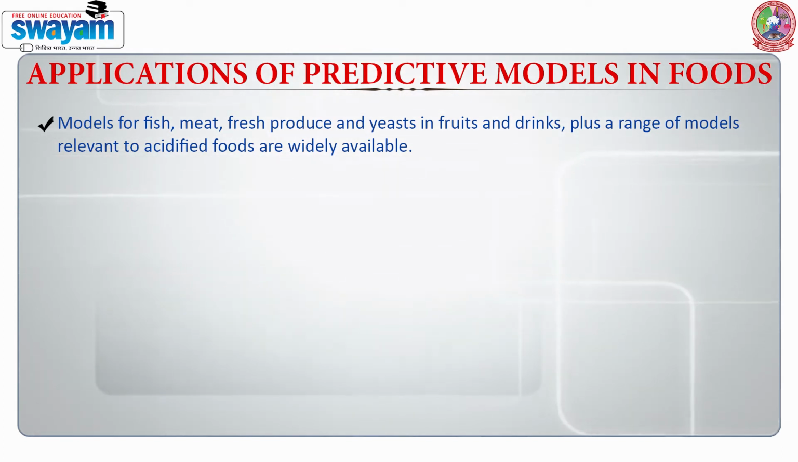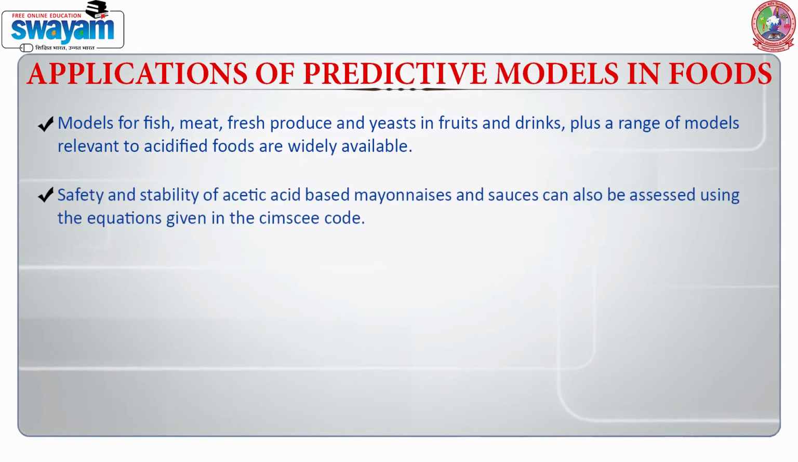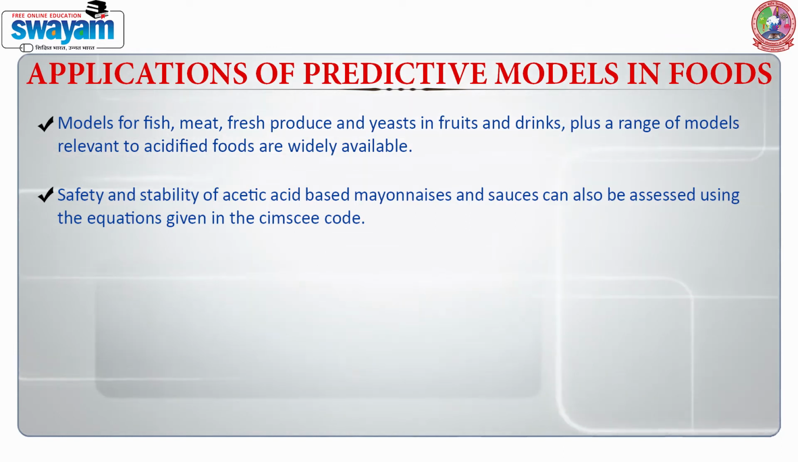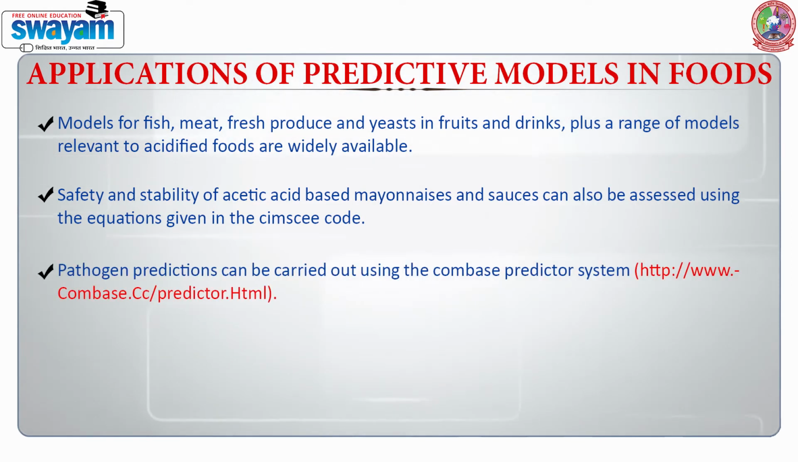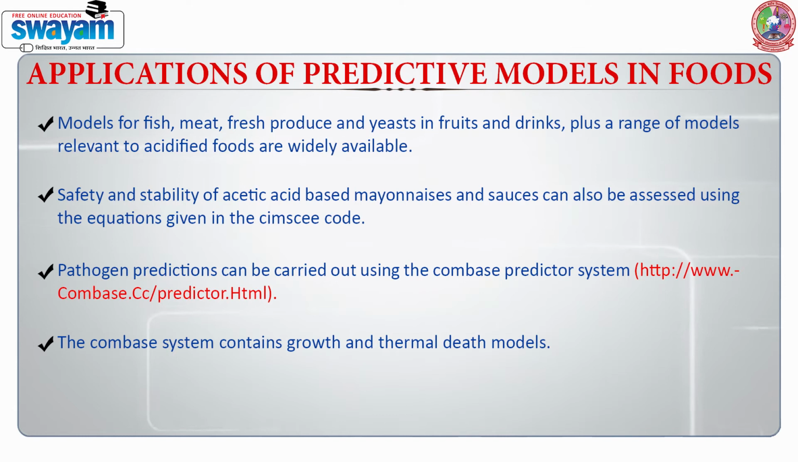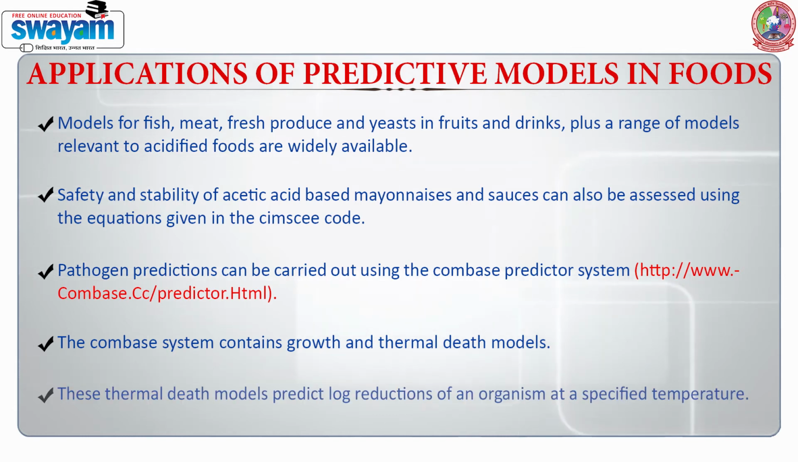These models can also be relevant to acidified foods, and we also have them easily available on the web. When we talk about the safety and stability of the acetic acid based mayonnaise and sausages, we can also have equations given in the SSSP code, which is the SIMSE code. Pathogen predictions can be carried out using the ComBase predictor system. The ComBase system contains growth and thermal death models. These thermal death models predict the log reductions of an organism at a specified temperature.